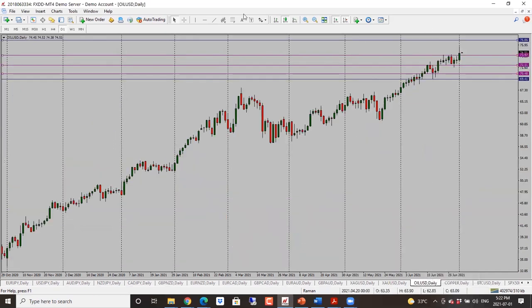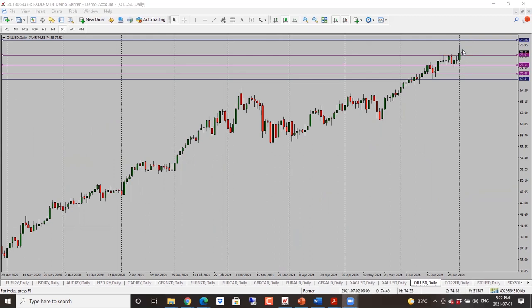Oil here still looks bullish. There's a bit of a struggle at the top. So in this case, looking for a pullback into 74. If it holds, we're looking for a move higher here. So neutral to bearish bias.